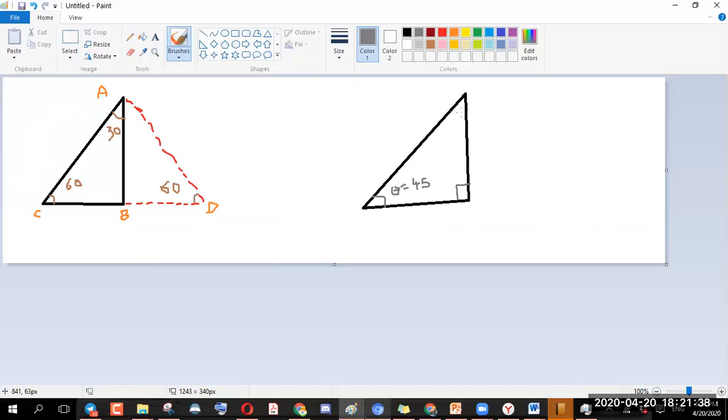Which angle? This one. It's 45 as well. So we now know that two angles of this triangle are the same. Can you identify what type of triangle this is? This is an isosceles triangle. Okay, so do you know what properties isosceles triangles have?